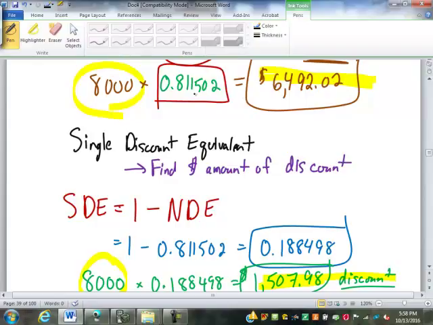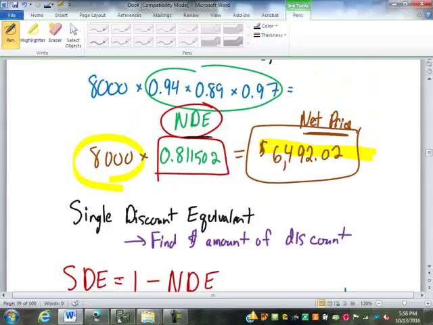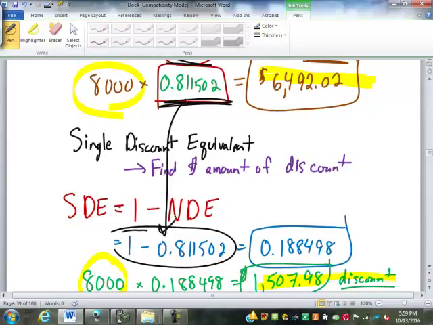What are you doing with that 0.188498? That's 1 minus my single discounting, or my net decimal equivalent for the net price. I had this for my net decimal equivalent. I took 1 and subtracted that from it.